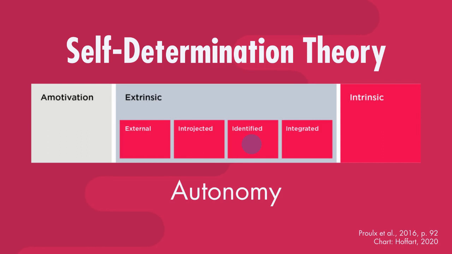The third is identified motivation. That's when you're identifying meaningful outcomes, which means you might not enjoy the activity, but you really value the outcome. And the fourth is integrated motivation, where outcomes are deeply integrated into the sense of self. Now, these last 2, identified motivation and integrated motivation, are both very positive when it comes to extrinsic motivation.